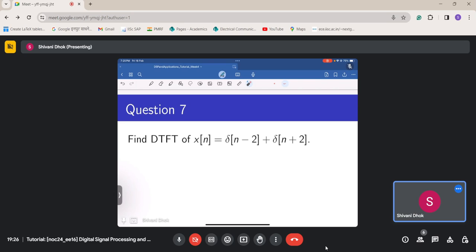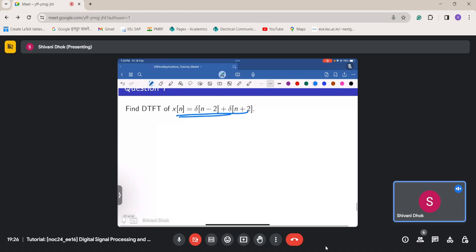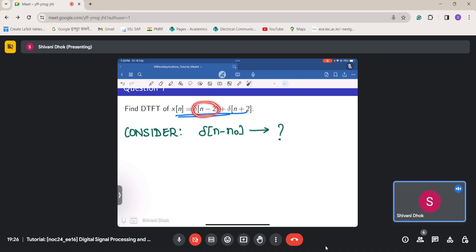Okay, so what we need to do is find the DTFT of this given signal. For that, we'll find a generalized thing. For this question, let us consider this signal and find out its DTFT. If we have the DTFT of this signal, it is very easy to find these two. It is simply setting n naught equal to 2 here, and n naught equal to minus 2 here. So let us try to find this.